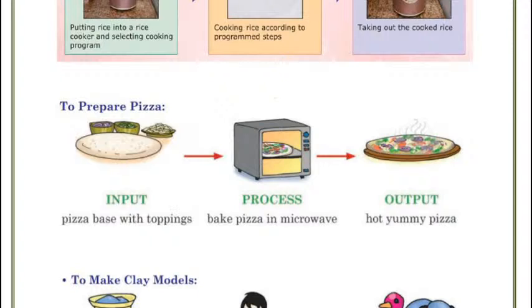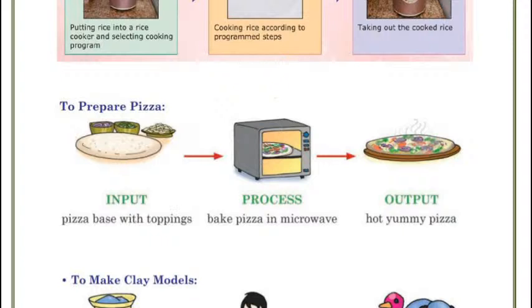Now here also you can see the IPO cycle procedure. The input is what we give, the process is the cooking, and you produce the output as a pizza that is ready to eat. So this is the process. This is another example of the IPO cycle with the help of a machine, the microwave oven.